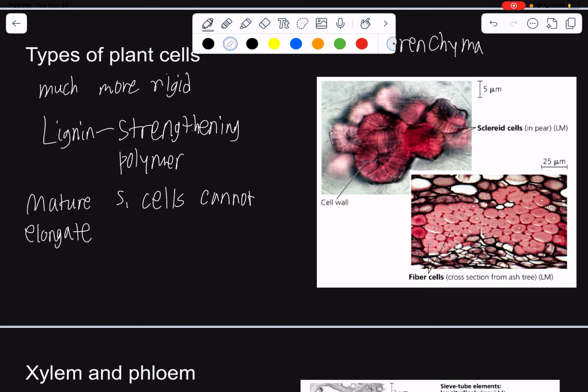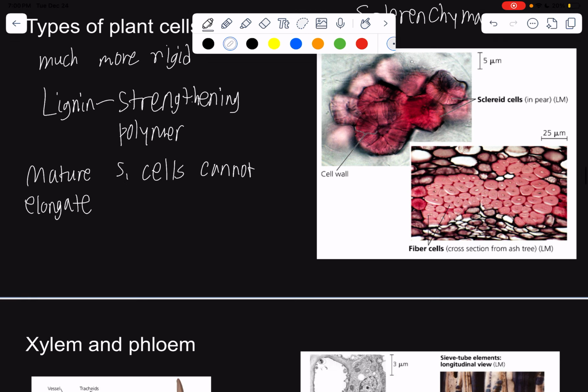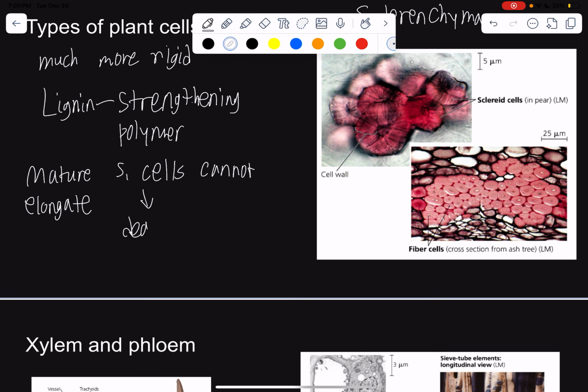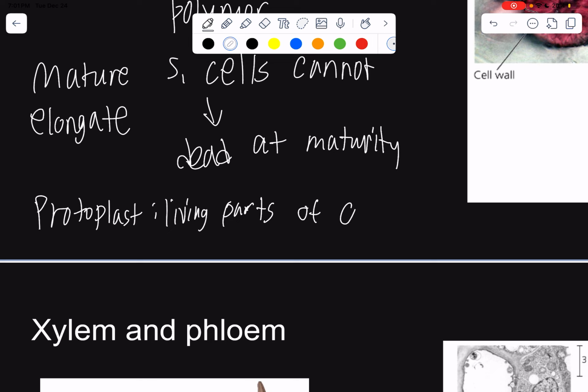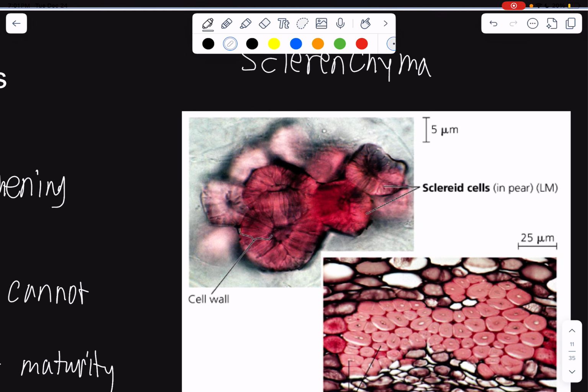Sclerenchyma cells are so specialized to support that many are dead at functional maturity. So let's write that. But they produce secondary walls before the protoplast, the living part of the cell, dies. New word. When the protoplast dies, the secondary walls can still act as a skeleton that supports the plant. And there are two types of sclerenchyma cells. There are sclereids and fibers.